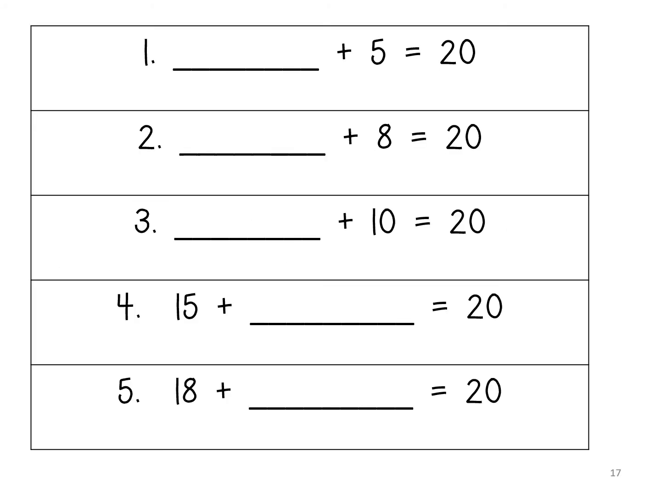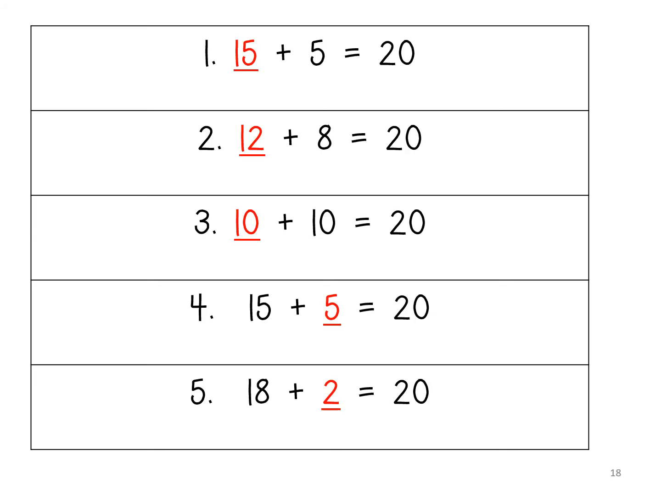Now let us look at the activity. Number 1, something plus 5 is equal to 20. Number 2, something plus 8 is equal to 20. Number 3, something plus 10 is equal to 20. Number 4, 15 plus something is equal to 20. Number 5, 18 plus something is equal to 20.